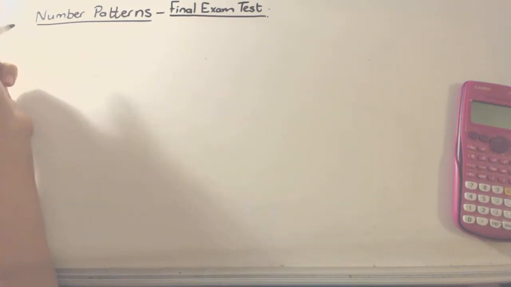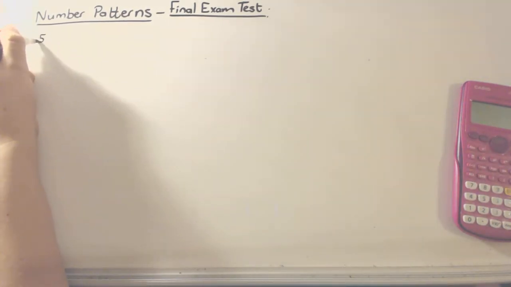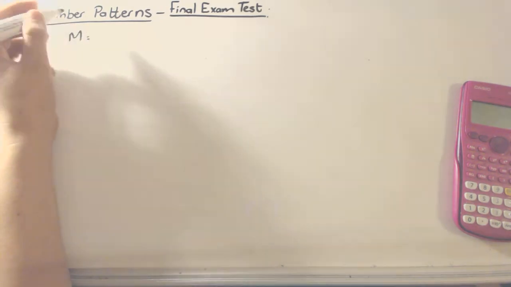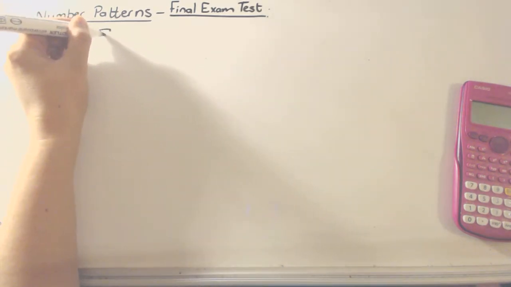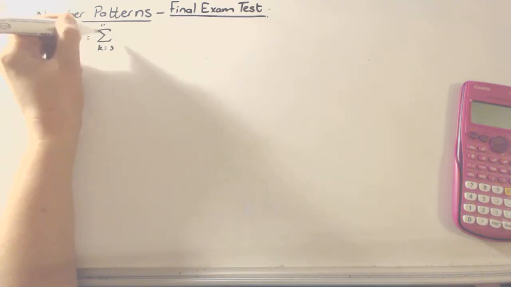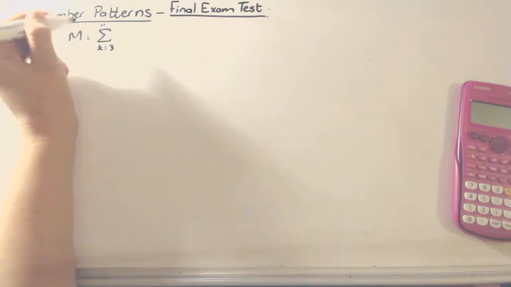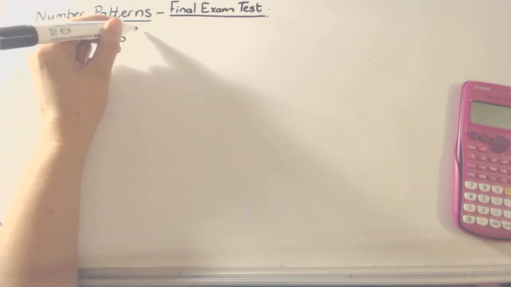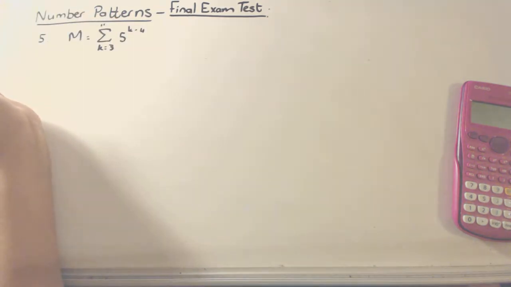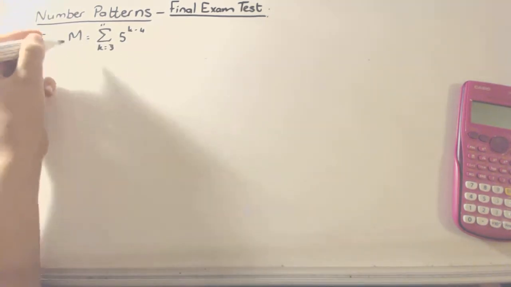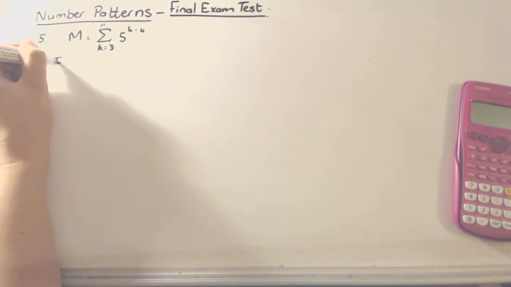Right, question 5 is 5 marks. It says calculate the value of m if m is equal to the sum of k from 3 to 11 of 5 to the power of k minus 4. Now since it's starting at 3, I just start with the first term.